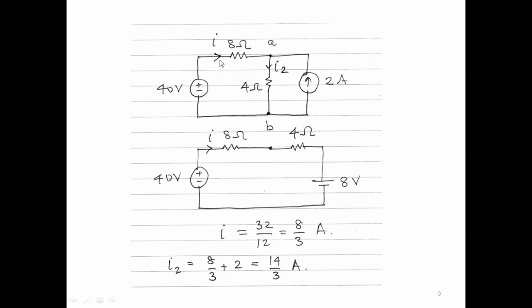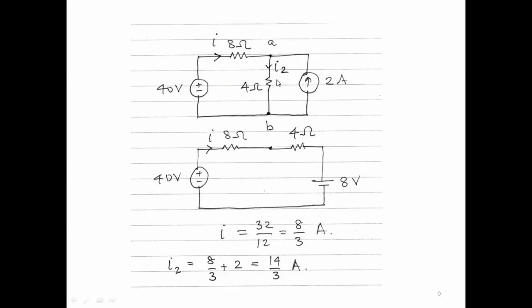So, suppose we want to find the current I, and if we replace this 40 volt and 8 ohm by a current source in parallel with an 8 ohm, we would have lost information of this current I. This current I will not exist in the circuit where this voltage source and the 8 ohm are replaced by a current source in parallel with a resistance. Alright, so that's a property of source transformation, that when you source transform, the current in the original source is lost. Information of that current is lost.